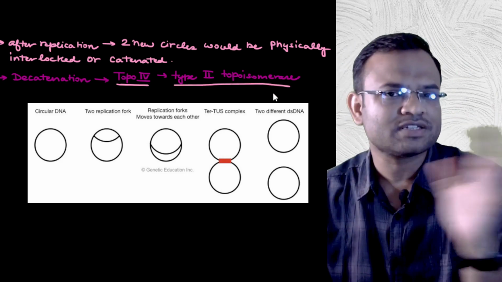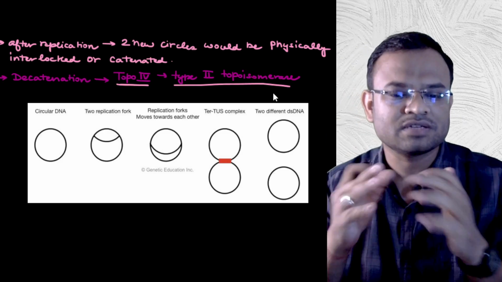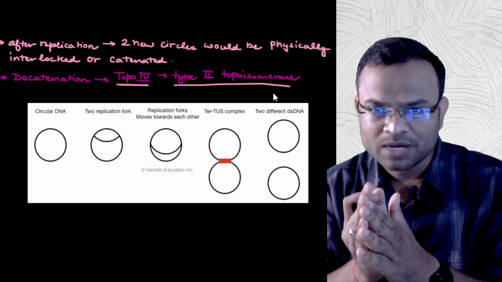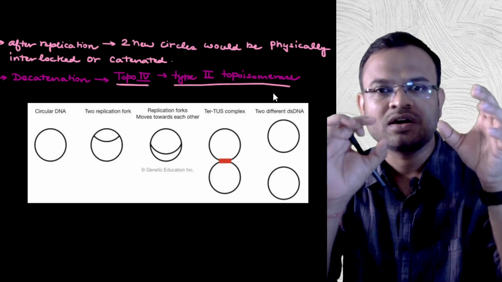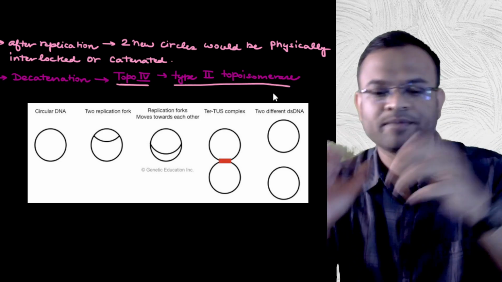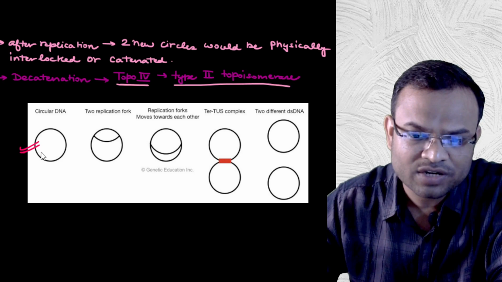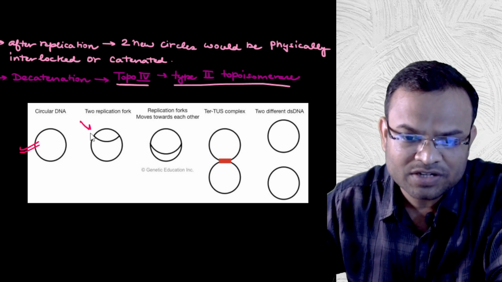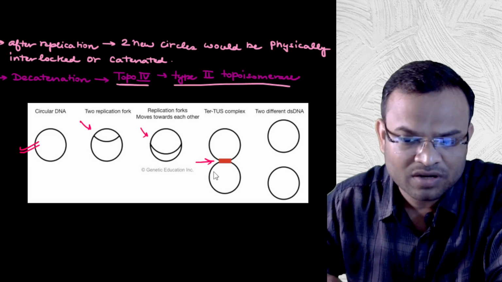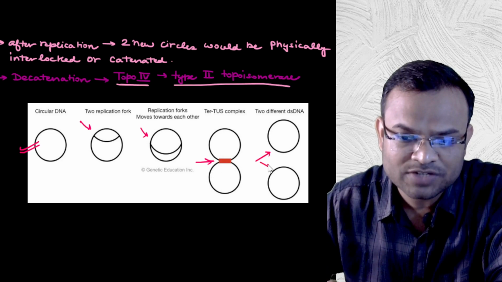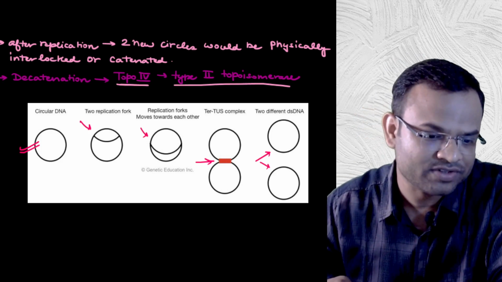Now topoisomerases are of two types, type 1, type 2. So under type 2 topoisomerases, this topoisomerase 4 comes, which is responsible for the decatenation or removal of this two catenated structures of the DNA. Now over here you can see a diagrammatic representation also. So this was a circular DNA, then replication forks were made, and finally this catenated structure was formed, and then topoisomerase 4 came for the help, and it separated the two DNA structures.